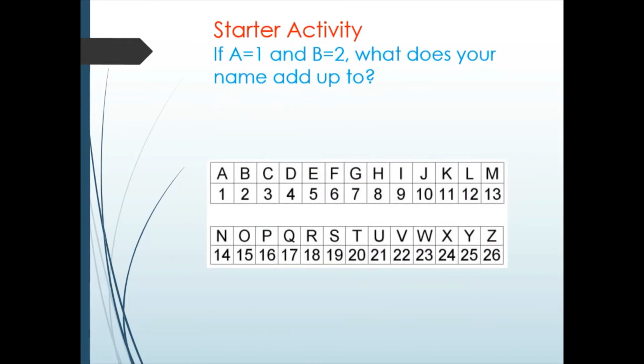Okay, so moving on to starter activity. This is a little maths starter activity just to get everybody thinking. What I want you to do with this one is have a little competition with whoever is with you. So it might be family or friends. And the idea of this is to spell your name, work out what your name is as a number. So if A equals 1 and B equals 2, what does your name add up to? For example, mine would be T equals 20, O equals 15, N equals 14, Y equals 25. Add those up and it equals 74.